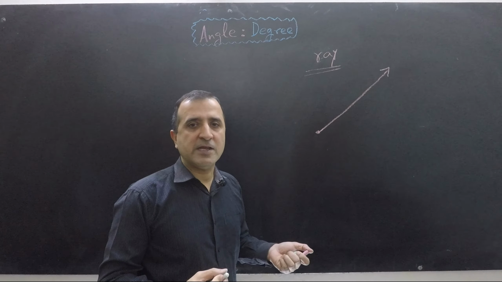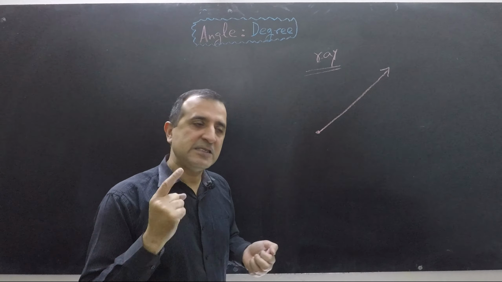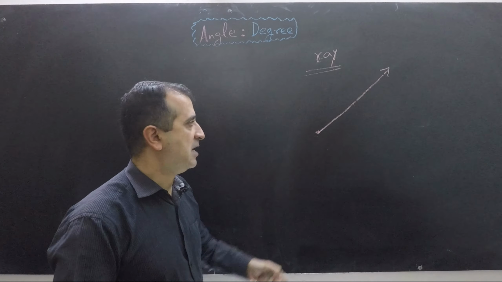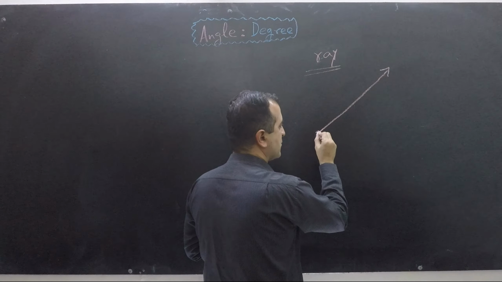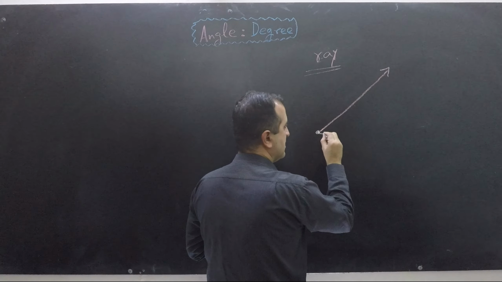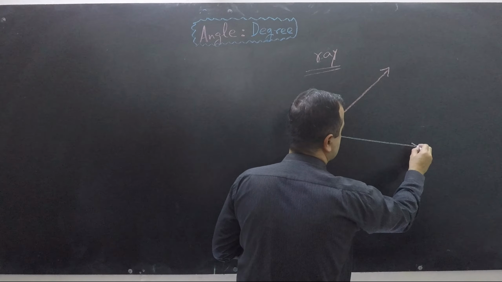To measure angles, we need two rays with the same start point, the same origin. So I have one ray here, and I need to have another ray which has the same start point. That means the same start point here, and it might go in some other direction infinitely.